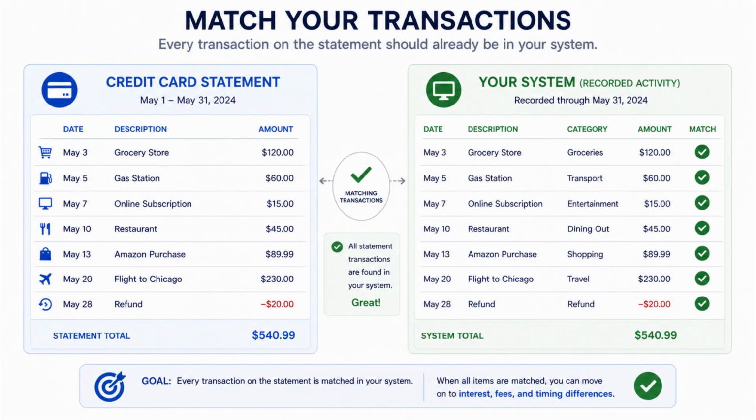So you start with transactions. Every purchase on the statement should already exist in your system. If it doesn't, you missed it. For example, groceries, $120 would have been charged to credit card payable. Gas, $60. If you put that on the credit card, you would have debited your gas expense and credited credit card payable. Same thing for subscriptions.